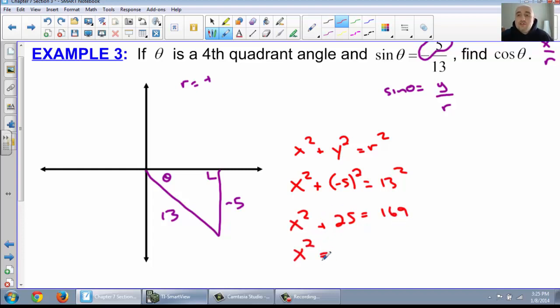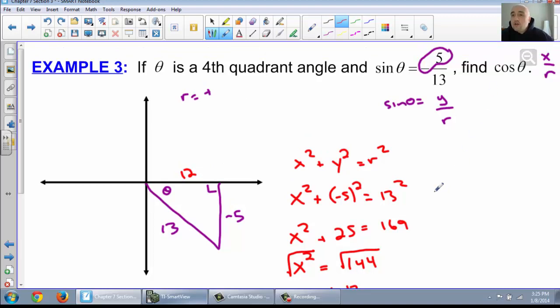X squared, we're going to subtract 25 from both sides. I get 144. 169 take away 25 is 144. And square root both sides. This one's nice and easy. X equals 12. Okay, so we have all three of our sides. Now we just have to answer the question. It wants to know what cosine of theta is. X over r. What's my x value? X is 12. R is still the same. It is 13. So my cosine is 12 over 13.